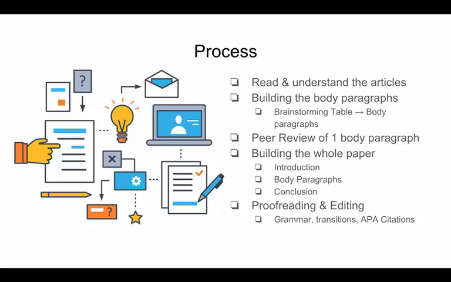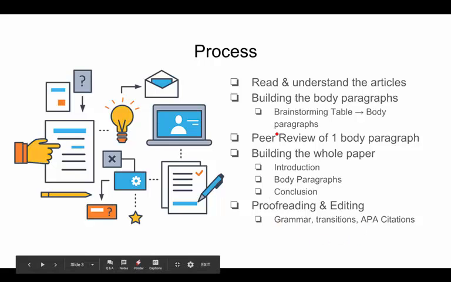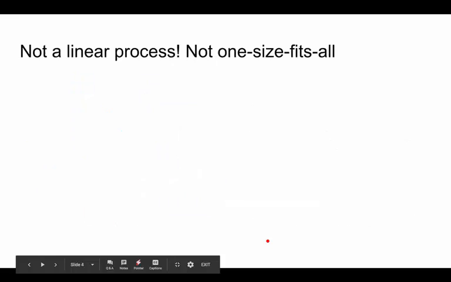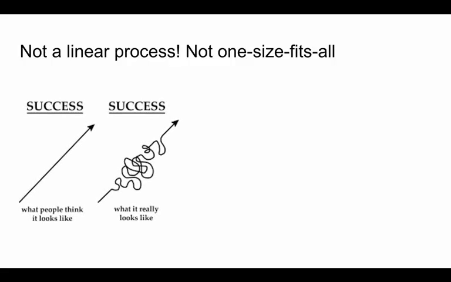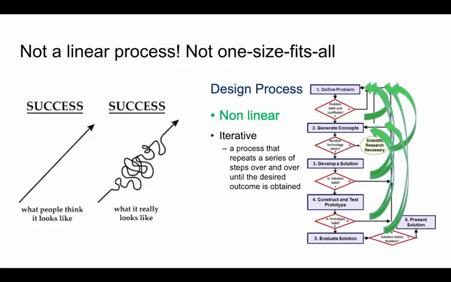So one thing is, I've laid this out as a nice linear process. Do step 1, 2, 3, 4, 5, and then you're good. But in reality, writing is not a linear process. It's not a one-size-fits-all. So I've included a couple of graphics to demonstrate that. A lot of times you can think of it as the step 1, 2, 3, 4, 5. But in reality, writing is far more messy and complex.